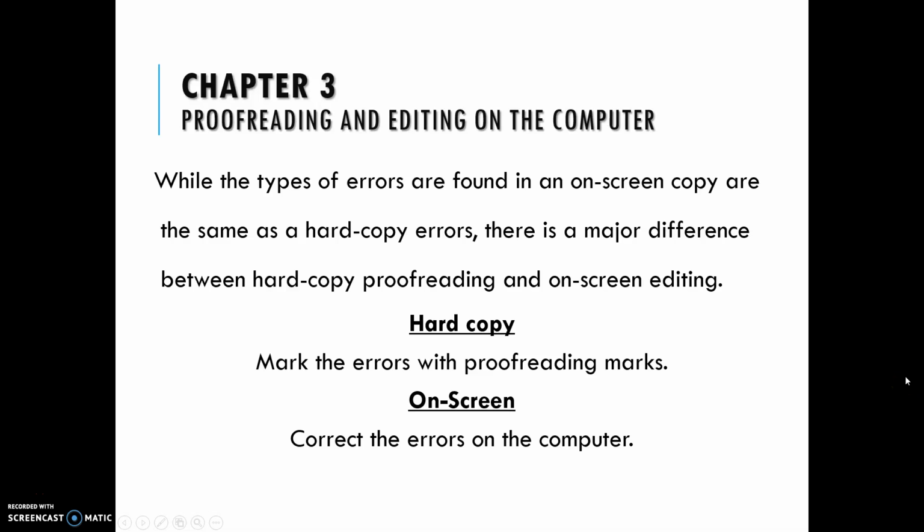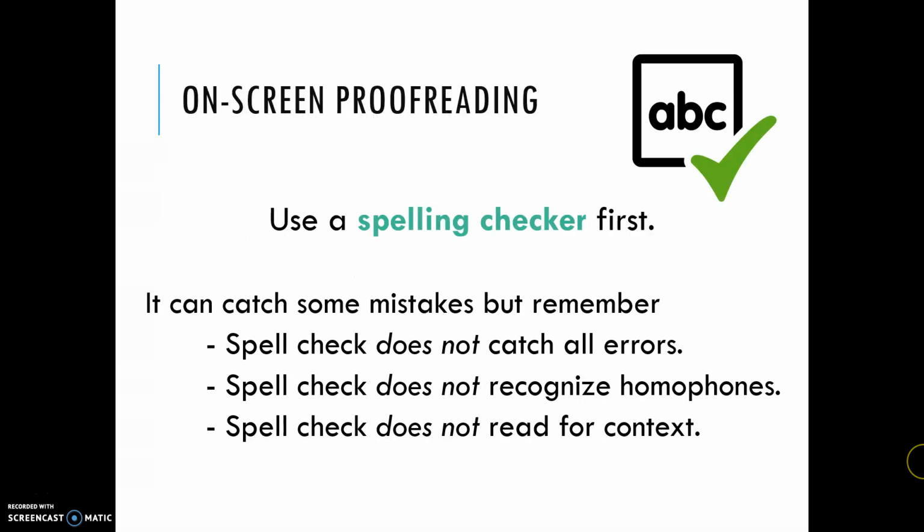Chapter 3. Proofreading and Editing on the Computer. While the types of errors found in an on-screen copy are the same as the hard copy errors, there is a major difference between hard copy proofreading and on-screen editing. In a hard copy, you mark the errors with proofreading marks. On-screen, you just correct the errors as you go on the computer.